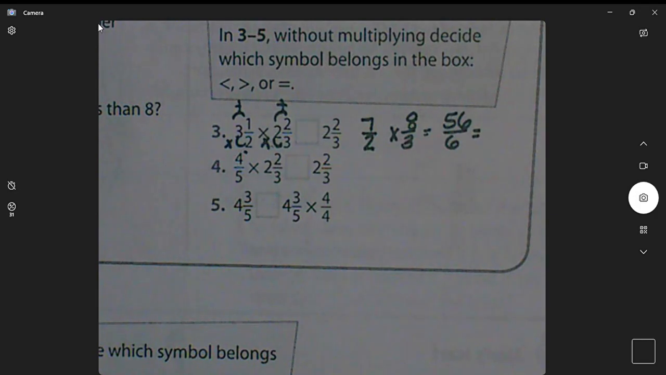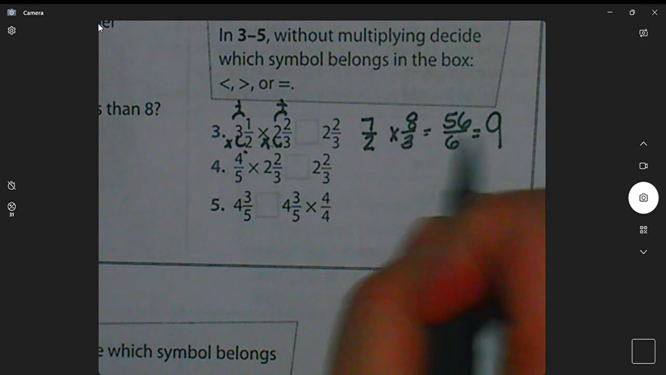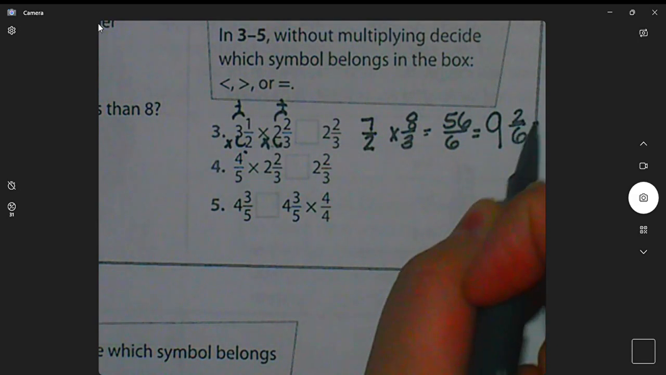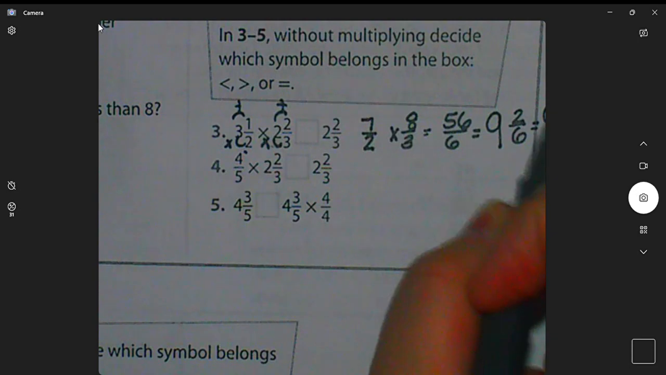So, how big can I grow 6 before it goes over 56? How many 6's fit inside of 56? 9. So that gives me 54, so 9 and 2/6. I can actually simplify that 2/6 down. I can divide it both by 2.